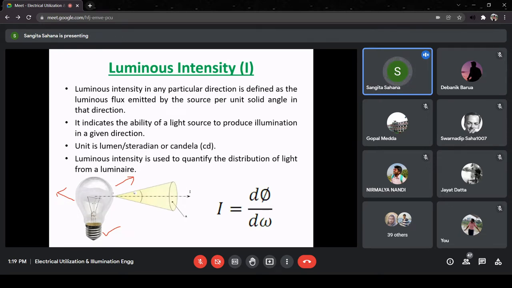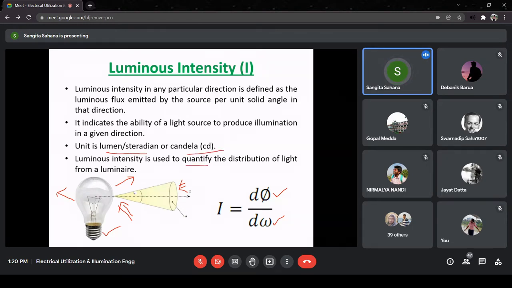So if you look at this light source from this side, luminous intensity will be the light coming to your eyes by the solid angle subtended by your eyes. If you look from this side, the solid angle subtended by your eye, that is the omega or solid angle. How much light is coming to my eye, that part is the luminous intensity, phi by omega. The unit is lumen per steradian or candela.